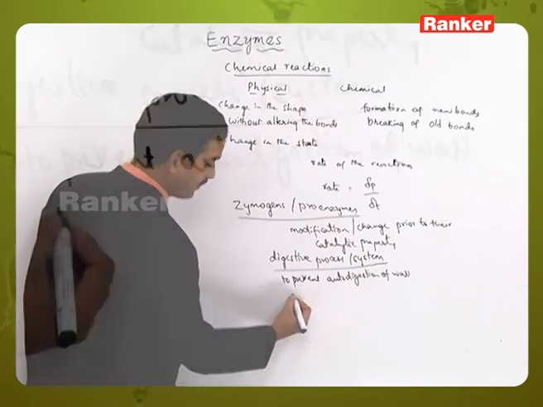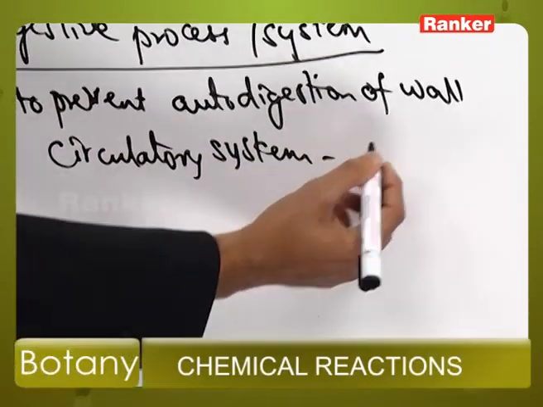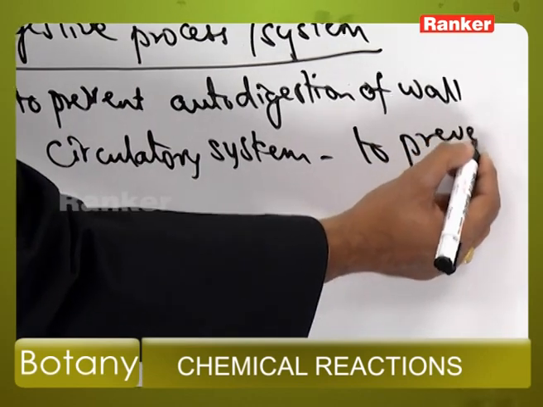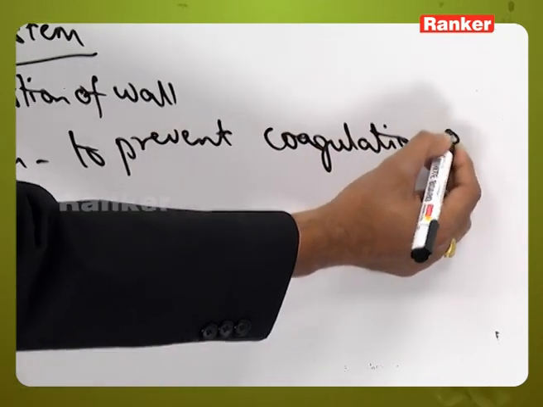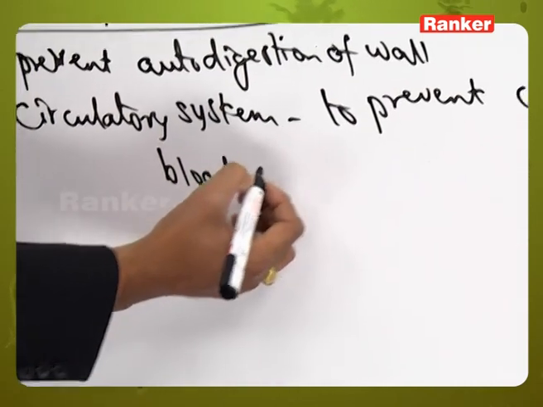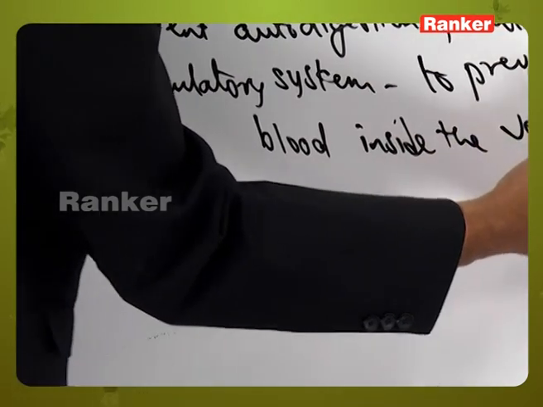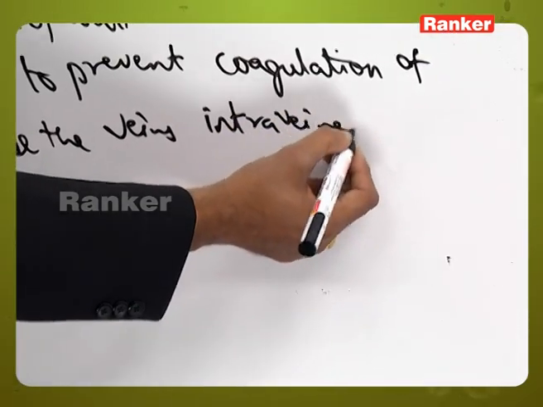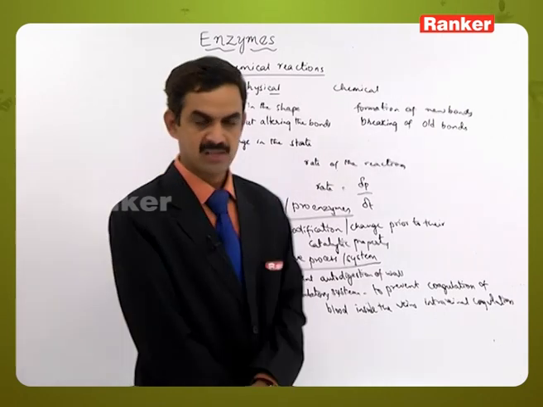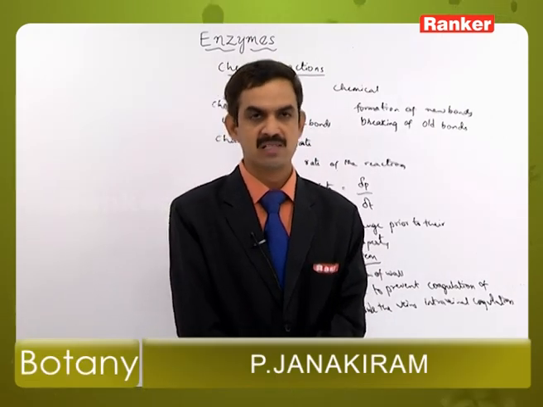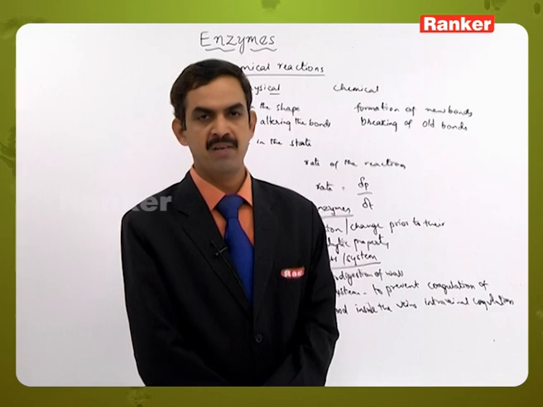And in the circulatory system, these are useful to prevent the coagulation of blood inside the veins, or we can say intravenous coagulation can be prevented because of these zymogens. Likewise, there are some significances related to these various types of zymogens, which are useful in the digestive process and also in the circulatory process of living organisms.